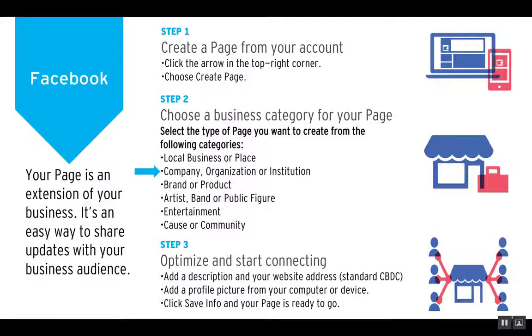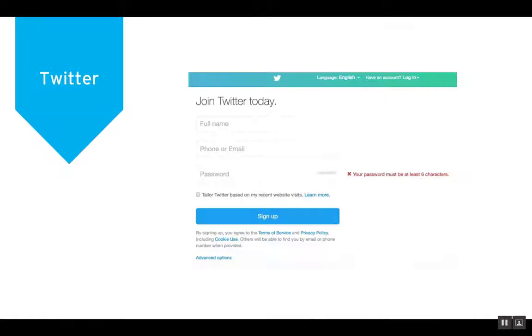This is where you're given the wireframe, the basic template for a Facebook page, where you can add an image, you can add a description, you can add your header, you can add your website information. Tell everybody about who you are and what you do. And if you want to, you can upload a profile picture from your computer or your device. Click Save Info, and your page is ready to go. You're in Facebook business.